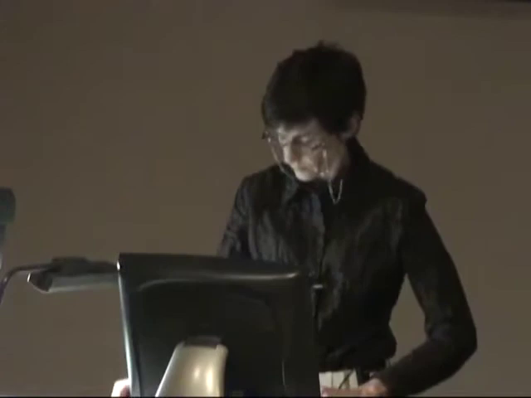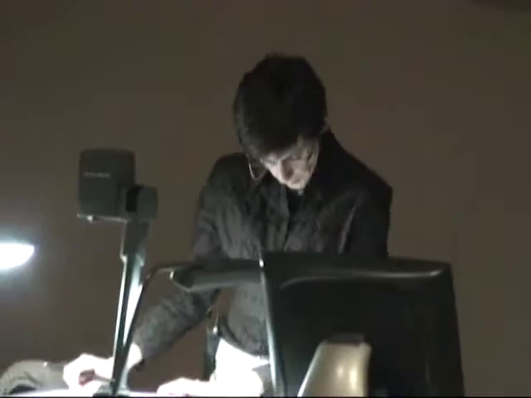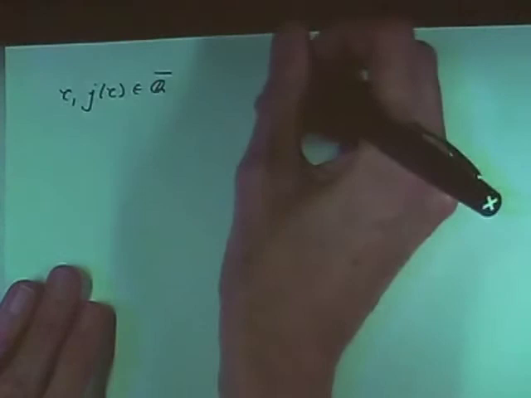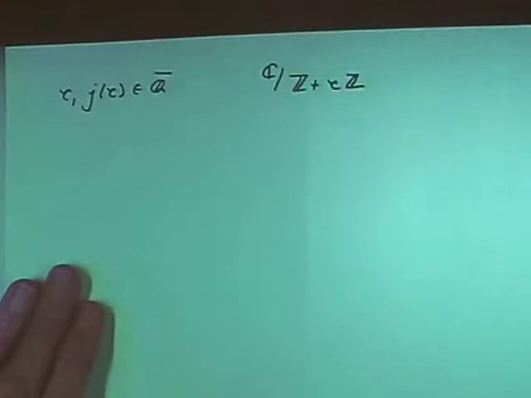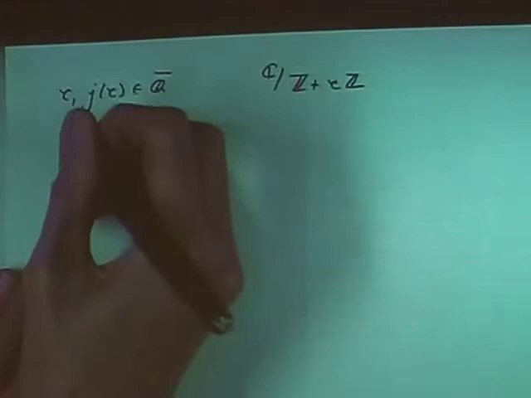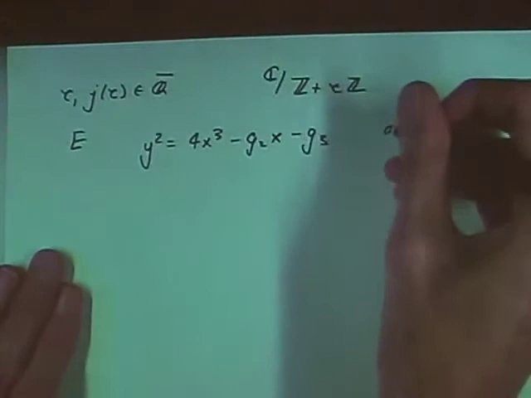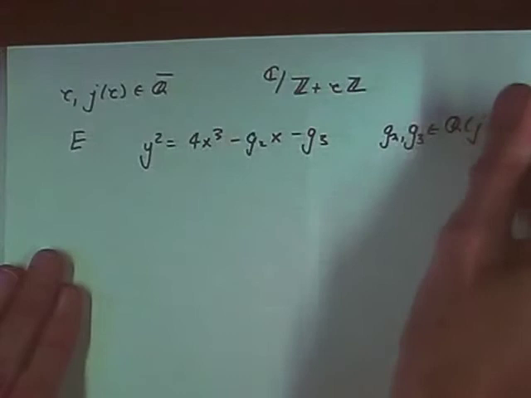So you can look at this another way. So let's look at this another way. So assume we have two numbers, tau and j(tau), which are algebraic. And as I said, this means that if I look at this complex torus, this is isomorphic to the complex points on an elliptic curve, which has associated equation with g2 and g3 in the field generated by j(tau). So in particular, the elliptic curve is defined over Q bar.